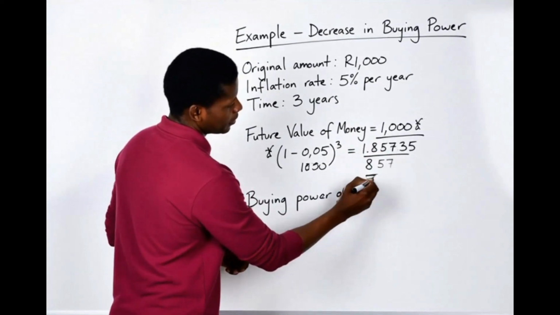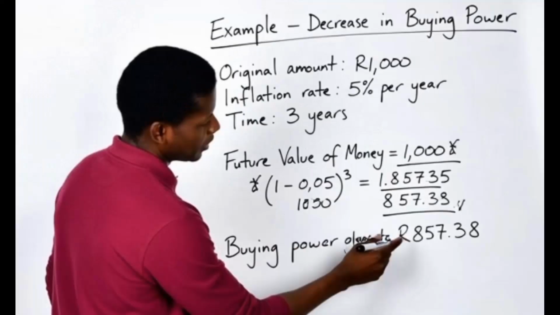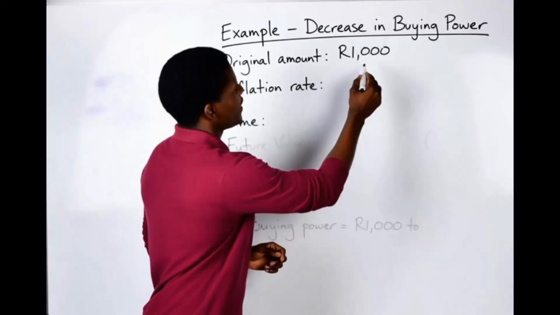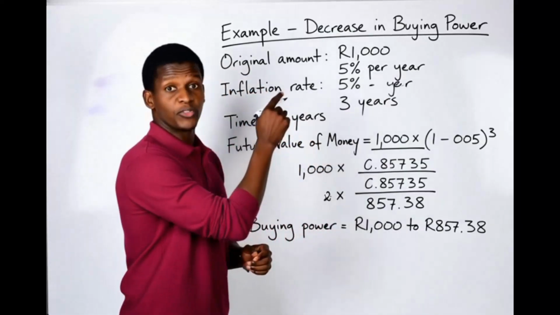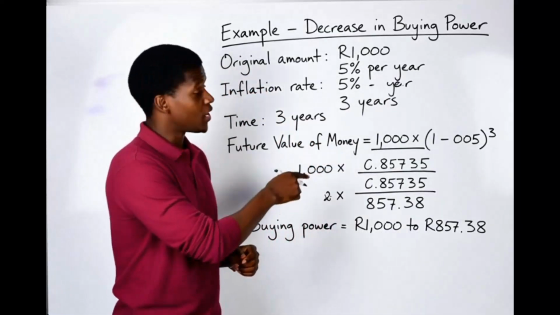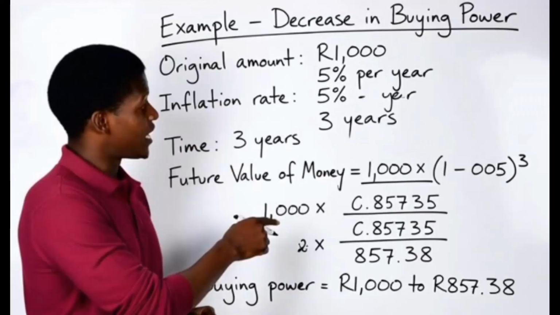For example, 1,000 Rand today loses value at 5% inflation per year. After 3 years, its buying power is about 857 Rand. Understanding how money loses value helps learners plan spending, savings, and budget wisely, ensuring they can maintain their standard of living over time despite rising prices.